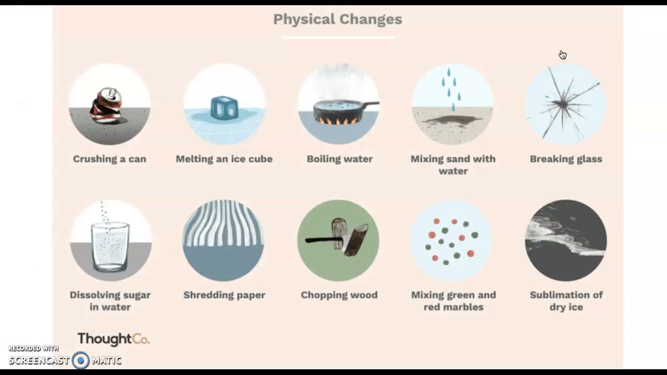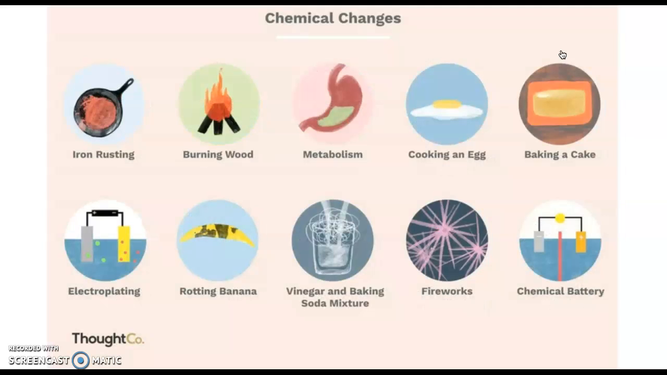So lots of examples here of physical changes. Some with some good examples, but all physical changes are not changes to the molecular structure. Chemical changes, you are actually changing the molecular structure. You're changing the object, and most of the time you cannot get that object back. So a lot of examples there.